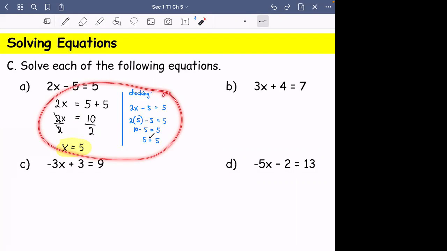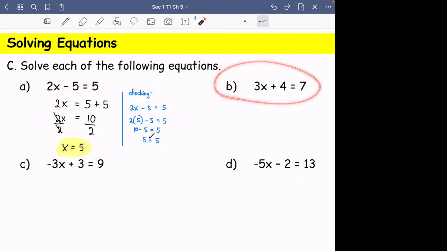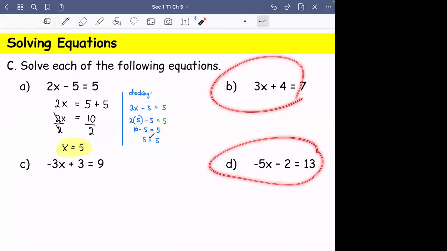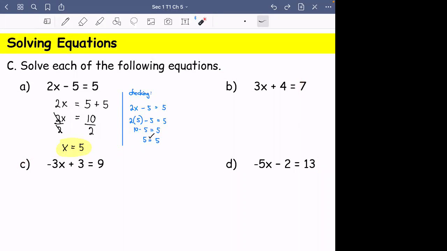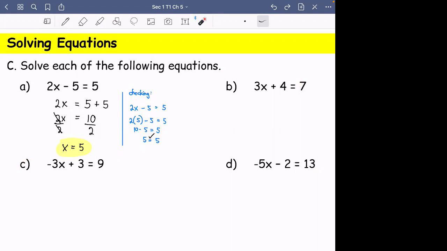Yes. Okay. So you're supposed to do letter B, C, and D. Again, if you're finished, I'll give you 5 minutes. Hurry up with this. Solve for x. Do we send our work once we're done? Yes, Tisha. Please, if you're finished, send your workings in our group.